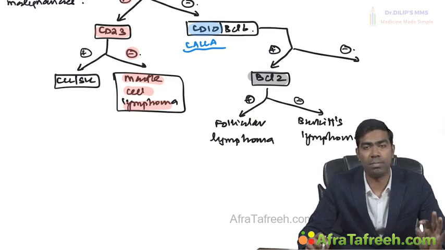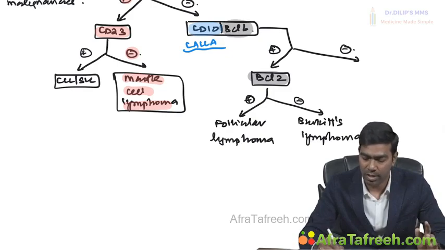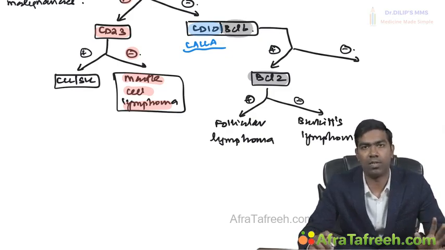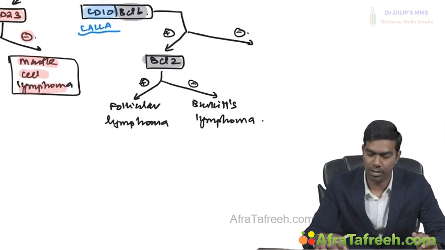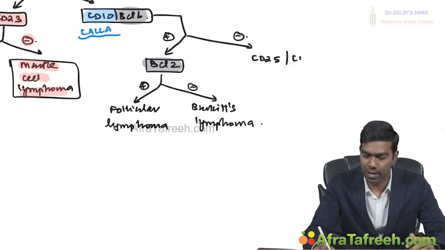Please never forget that BCL2 positivity, BCL6 positivity is very important for a Burkitt's and a follicular lymphoma. But remember, Burkitt's is typically BCL2 negative. Only follicular will be BCL2 positive. Very important point. Remember, Burkitt's will be BCL2 negative, but BCL6 positivity is very important for a follicular and a Burkitt's. Then if BCL6 is negative, then you can do other markers like CD25, CD103 and all.